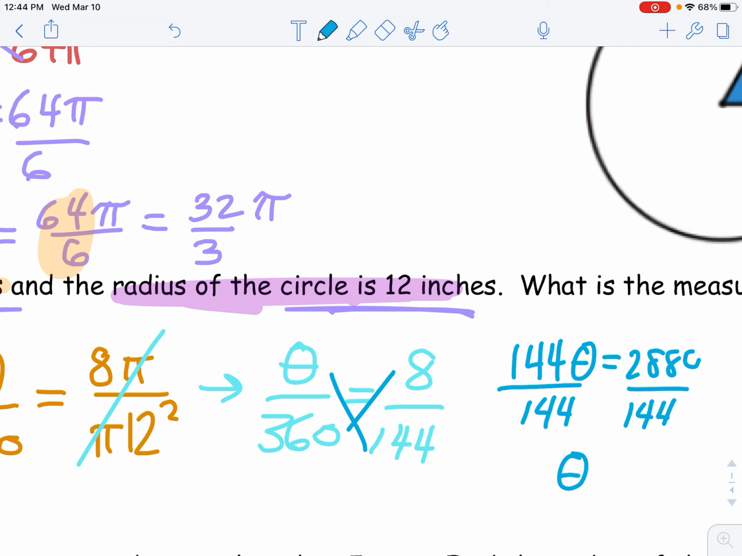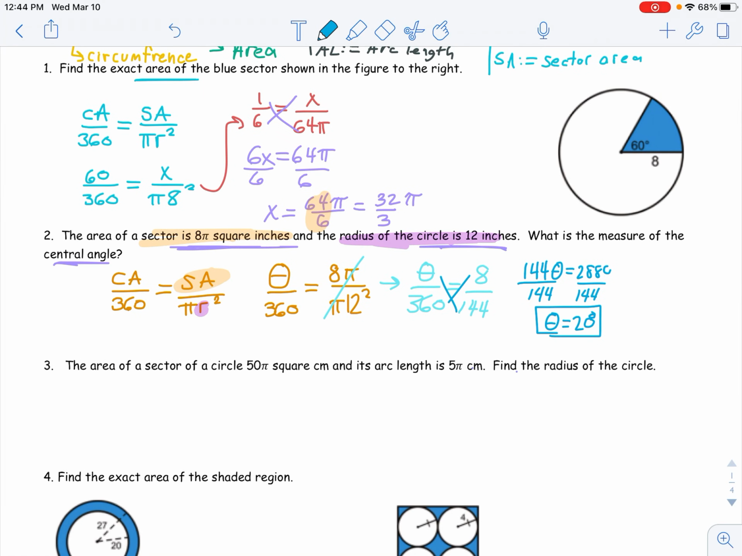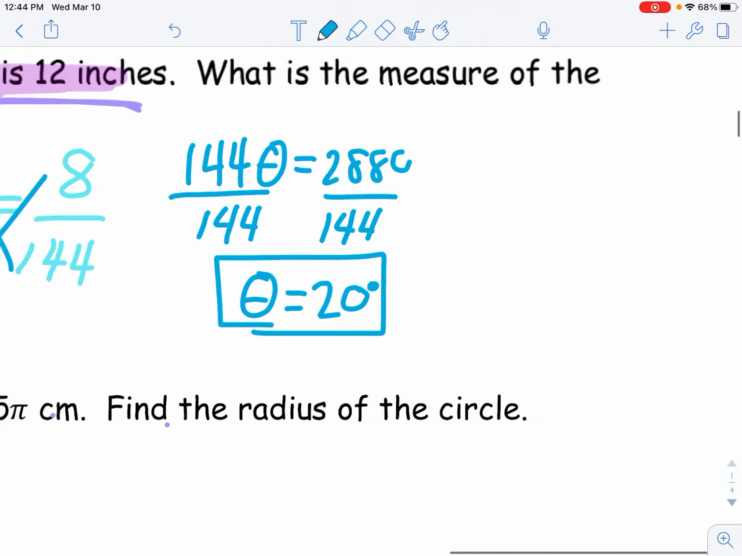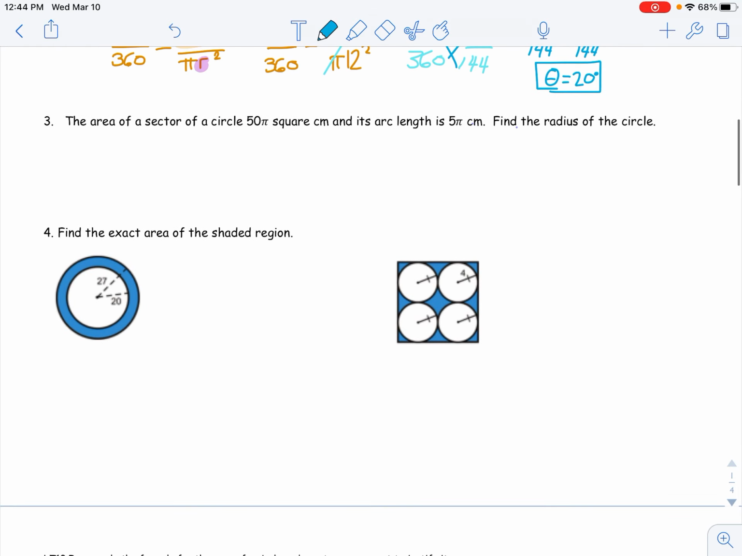And as I solve for theta, it's 20 exactly. Hooray! The central angle was 20 degrees. All right, and then cruising right along, the area of a sector of a circle is 50 pi, and we got an arc length of 50 centimeters.